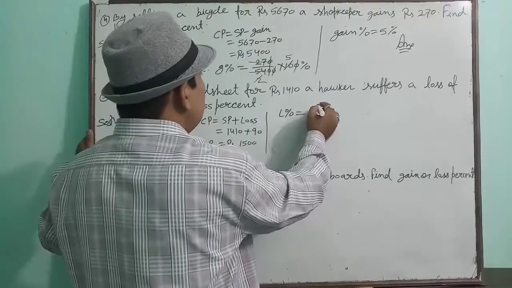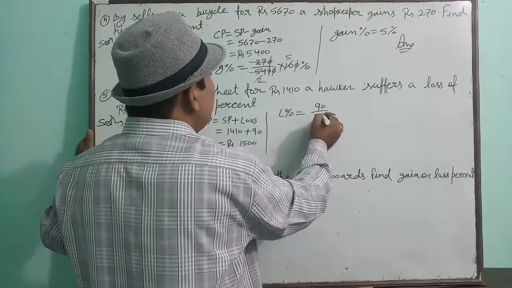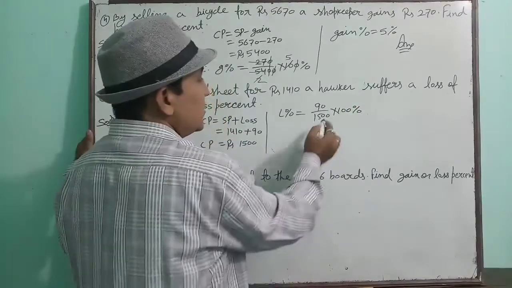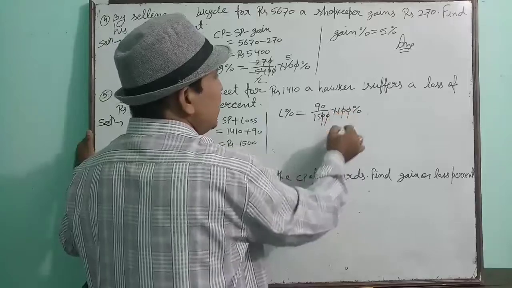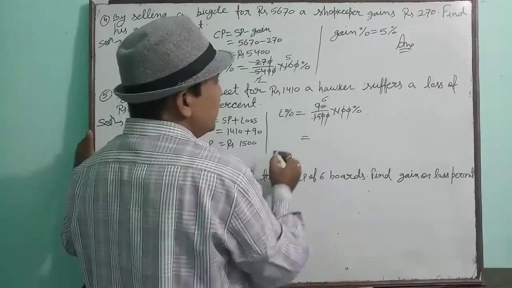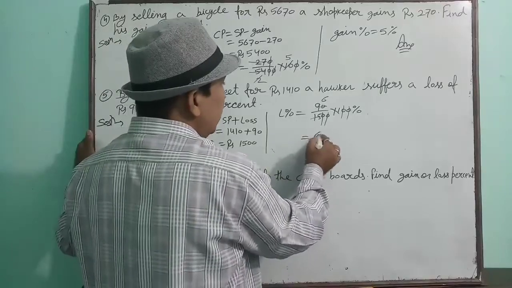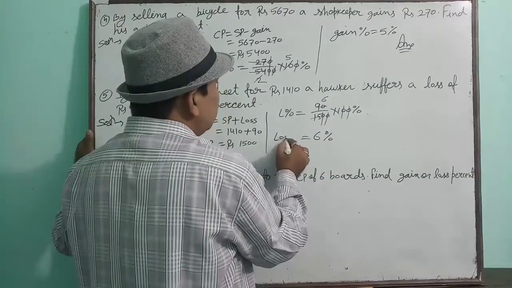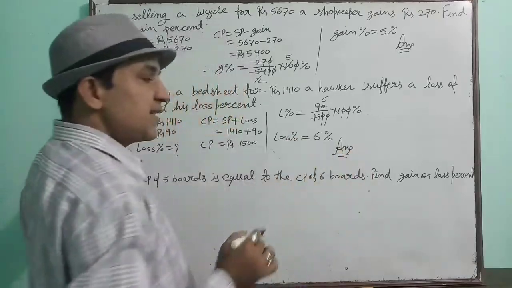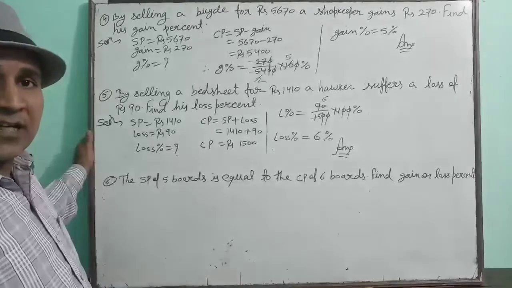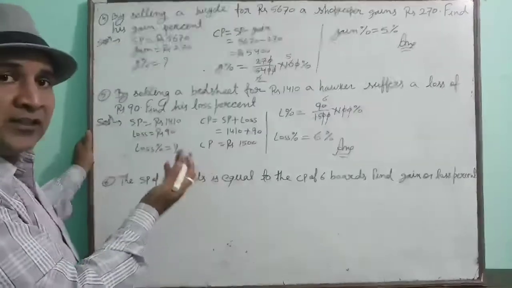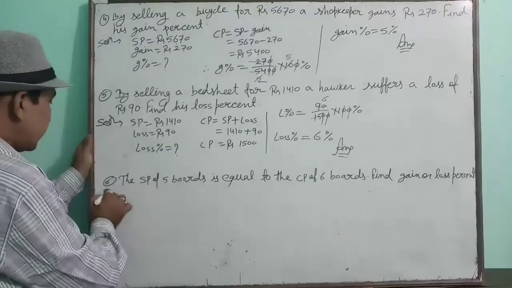Loss percent is equal to loss upon CP multiplied by 100%. So children, these zeros are cancelled from 100 and 15 dividing 90 by 6 times. Okay, that means the loss percent is 6%. I hope the questions are very easy. Only you have to learn the formula and you have to calculate correctly. Now see the question number 6.